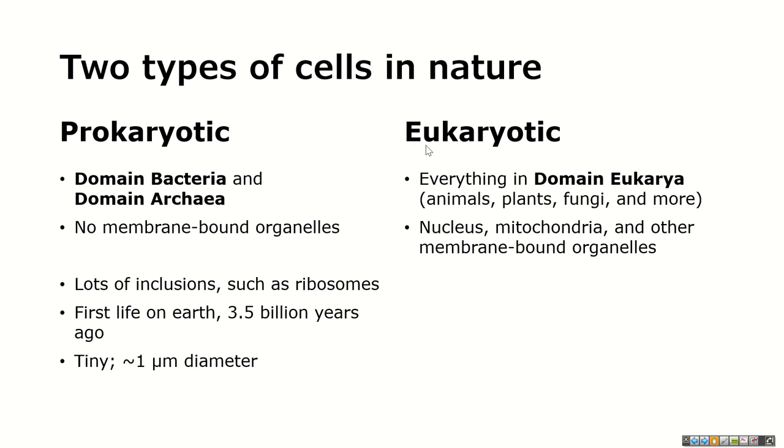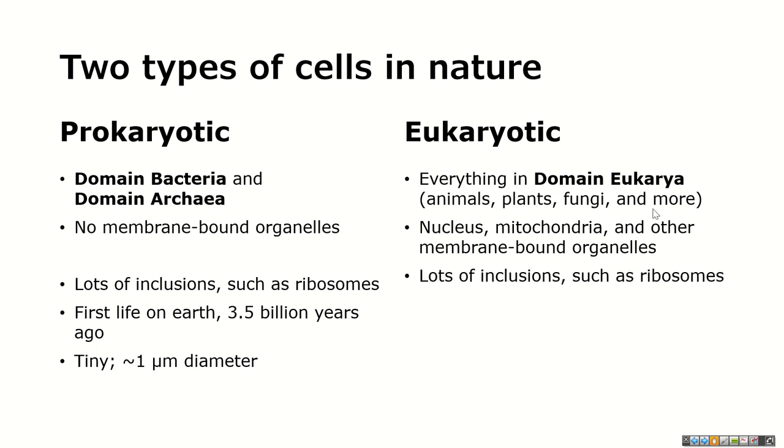Eu means true, and karyo means nucleus. So eukaryotic means it has a true nucleus. Pro means before. And so prokaryotic means doesn't have a nucleus. It came before the nucleus. So not only do these eukaryotic cells have nuclei, they have other things like mitochondria and a bunch of other organelles that we're going to learn about today.